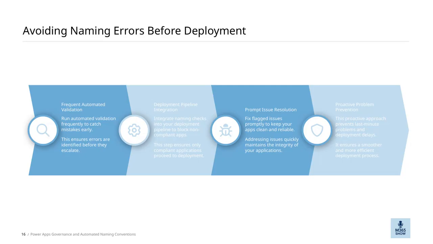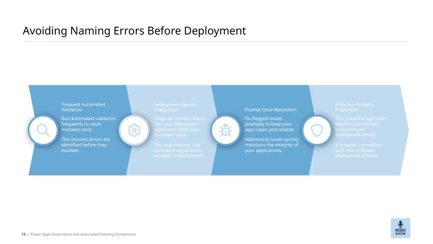Let's talk about avoiding naming errors before deployment. A proactive approach here is key. By implementing governance and automated naming conventions, we can prevent last-minute problems and avoid delays during deployment. This means we'll have a smoother, more efficient process overall. Focusing on proactive problem prevention is essential. When issues are flagged early, addressing them promptly helps keep your apps clean and reliable. It's all about maintaining the integrity of your applications from the start.